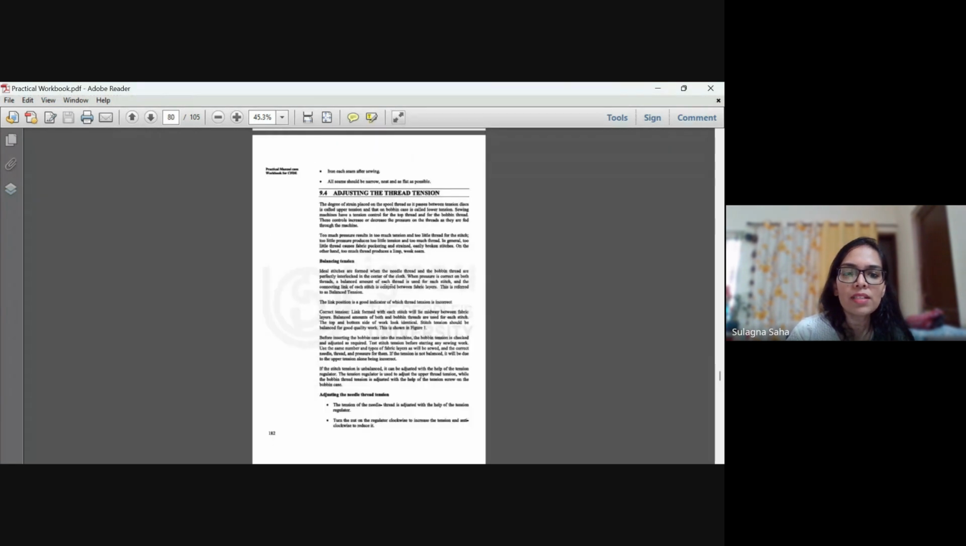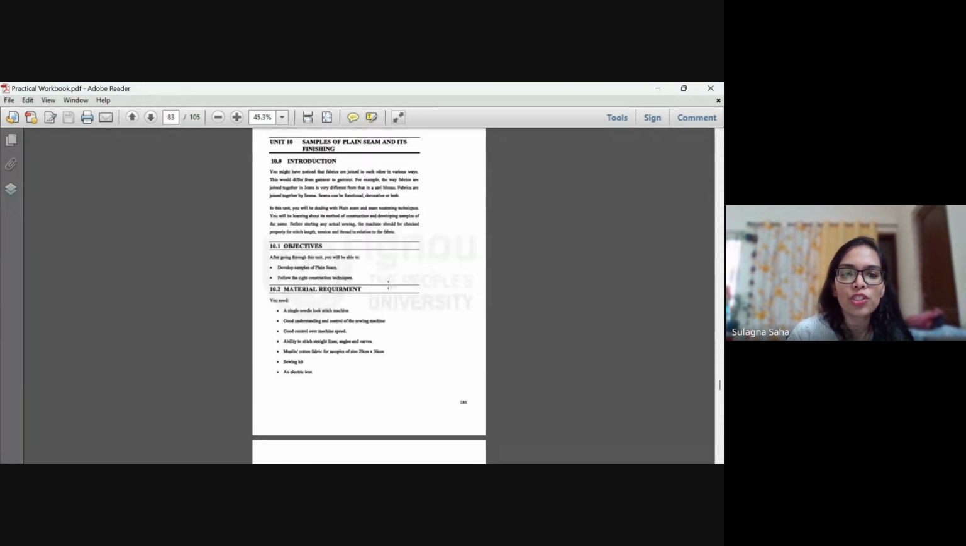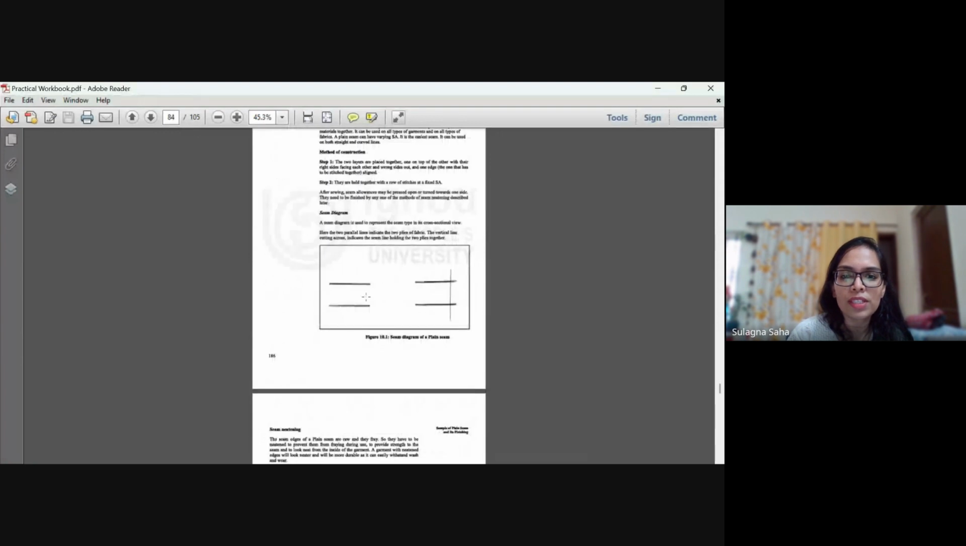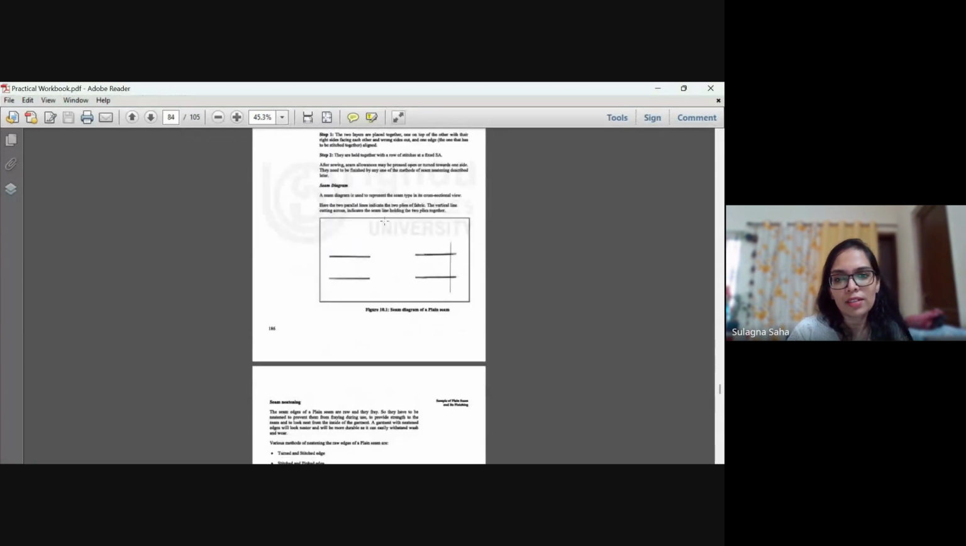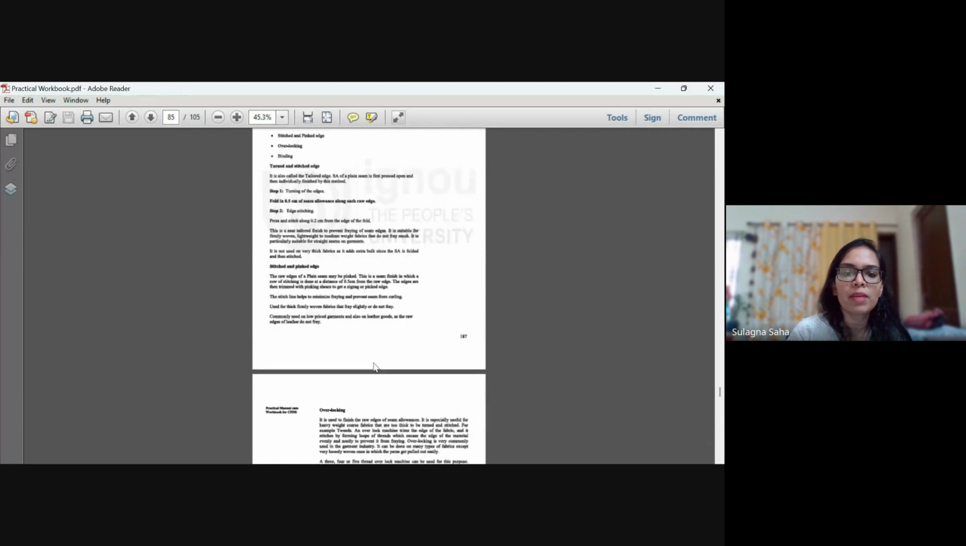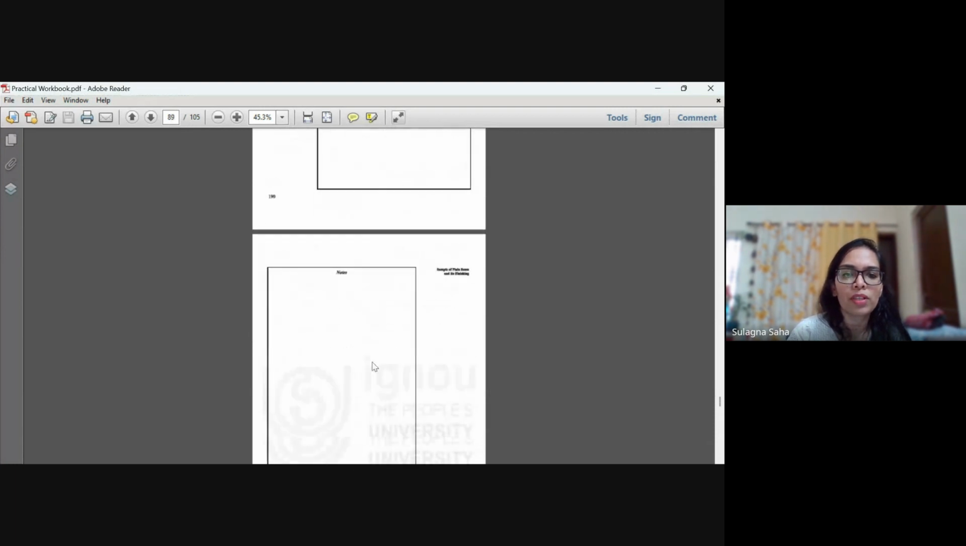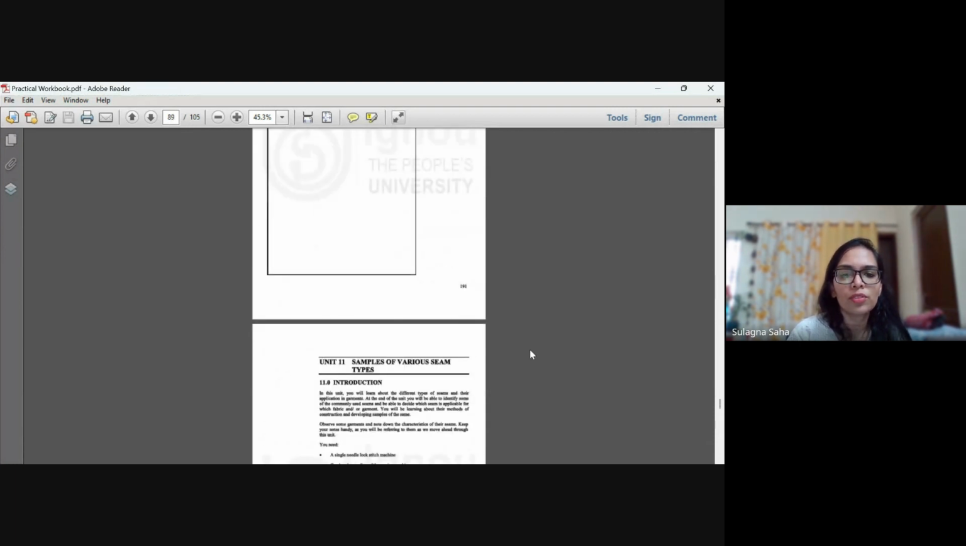Then here comes the next part, the seam types, which I just showed you, that there are different seams, for example, plain seam, and the ones we have already spoken about. So again, you can do it in that way. Okay.